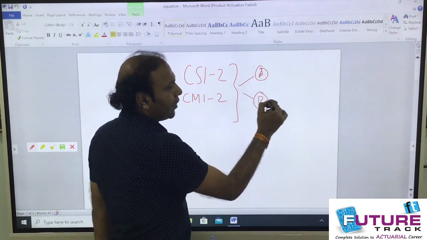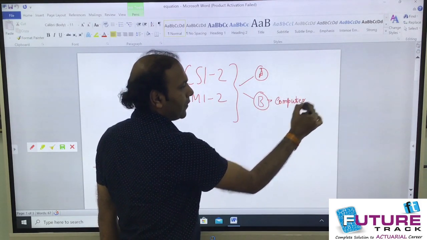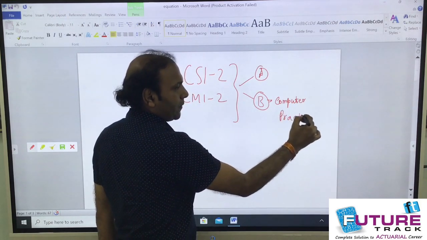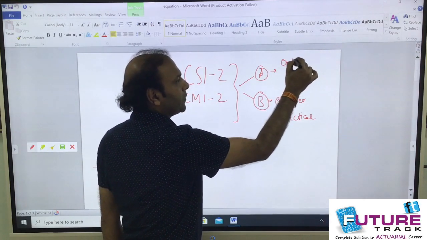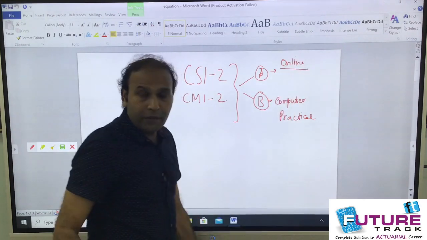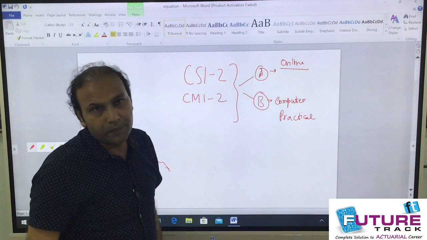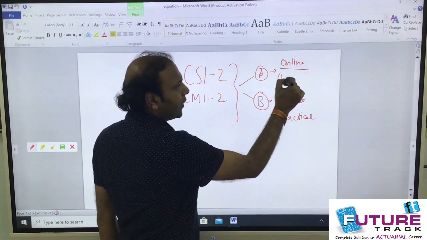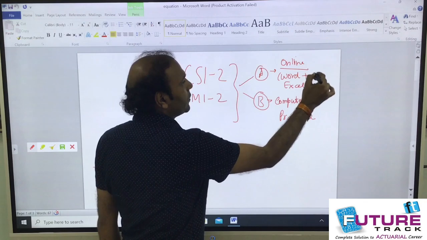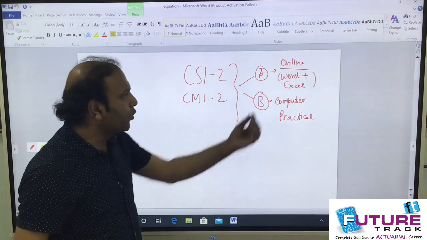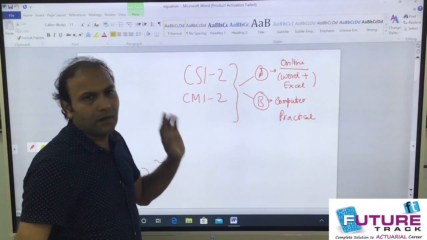Even B is already online, that is a computer practical exam we are having. But A is also online this time. And if things go well, maybe from next time onwards, A exam will also be online. So for A we are using Word as well as Excel for both CS1 and CM1. You can do your calculation in Excel and then copy and paste it into your Word file.